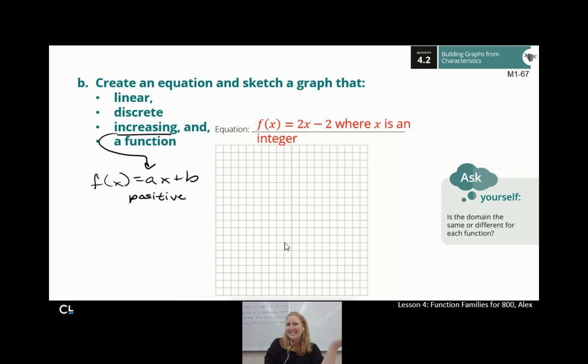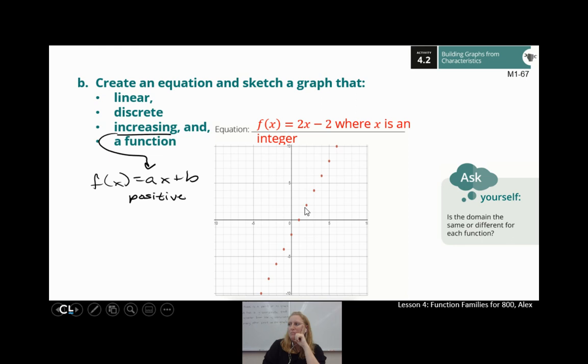So my graph looked like this: point, point, point, point, point, point. I did not connect my points because it did say to make it discrete. So the fact that it was discrete means that it's going to be unconnected points. You know that. You knew that.